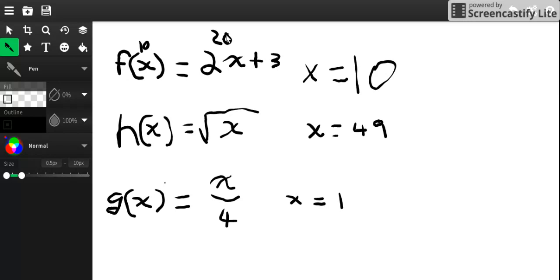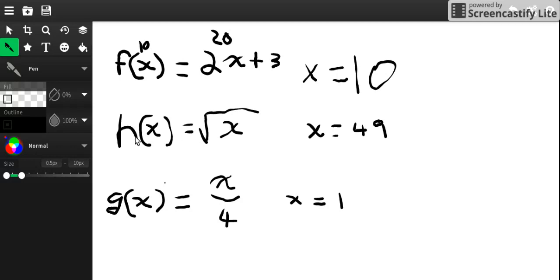Now let's move on to the next function. h of x is equal to square root of x. Notice the square root symbol is this symbol right over here, right above the x. I want you to pause the video and try to solve it on your own. Okay, I'm guessing you've already done that. I'm going to review how to evaluate a function.